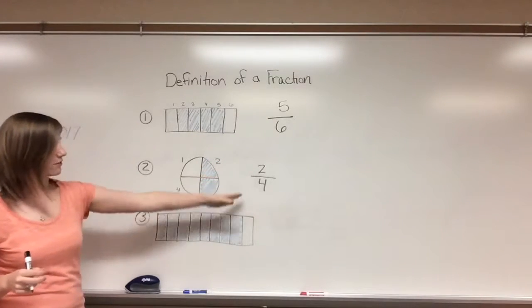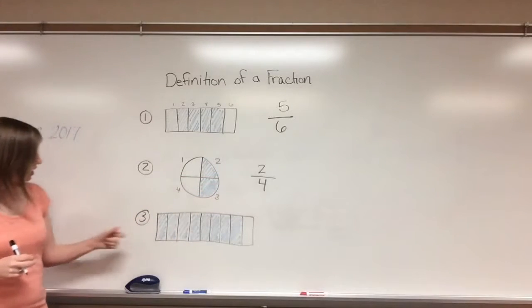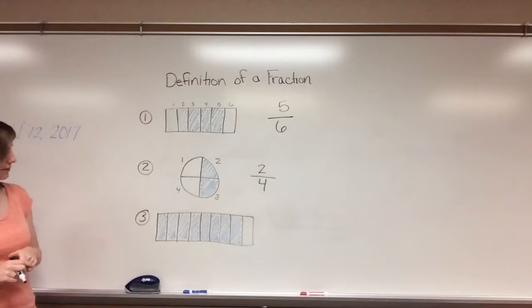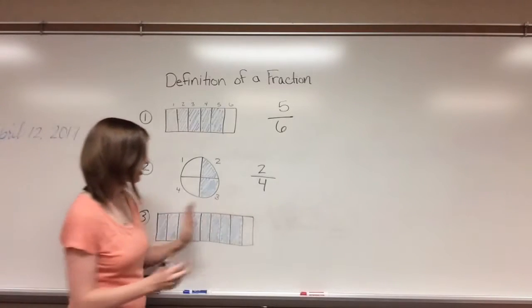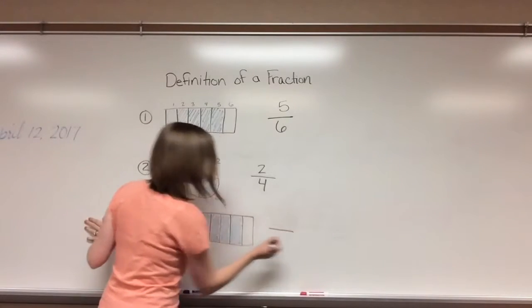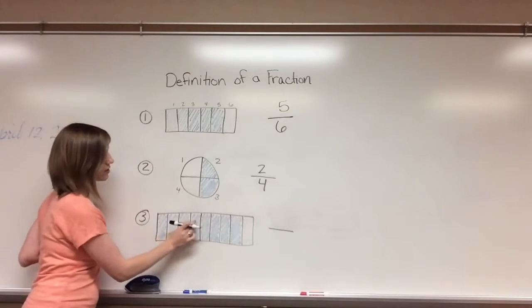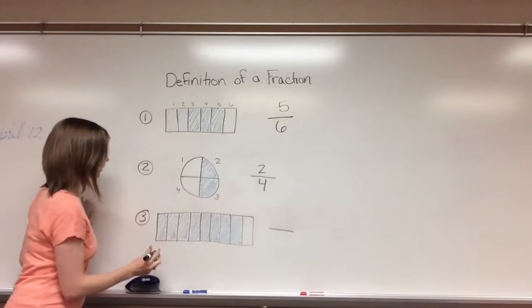So for number 2, we have 2/4, 2 out of the 4. All right, let's take a look at number 3. Again, we want to figure out the fraction, the part over the whole. So here's my fraction. The whole amount would be how many pieces there are all together. So let's go ahead and count.